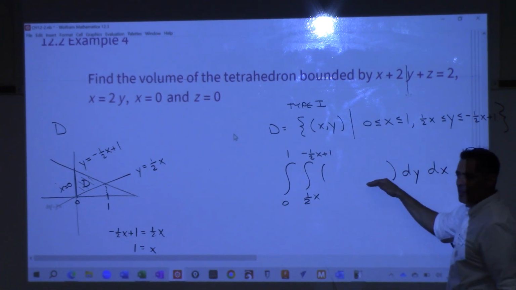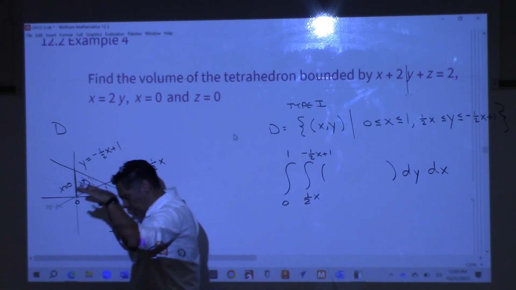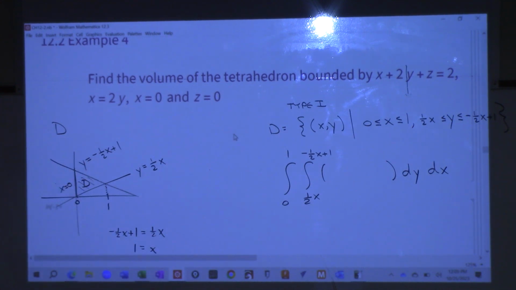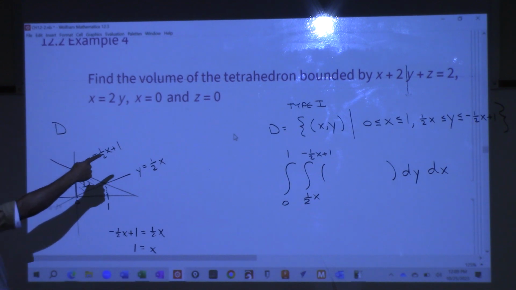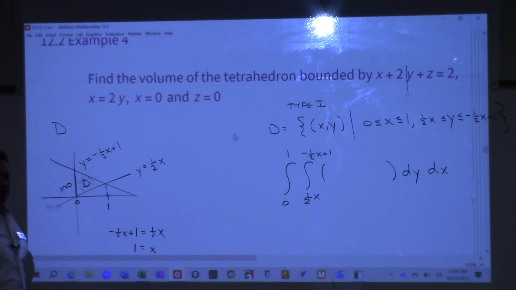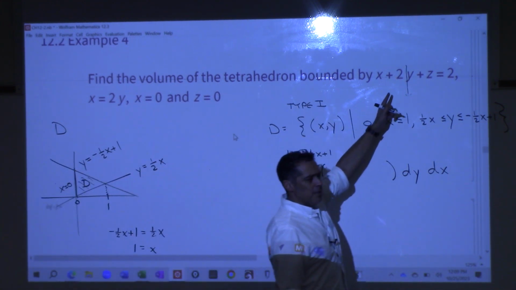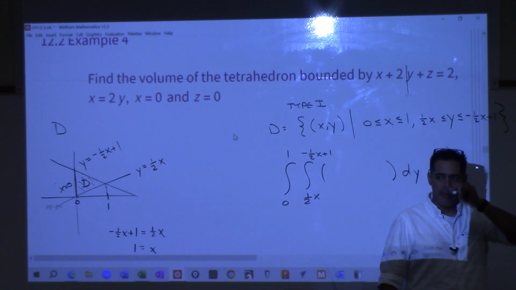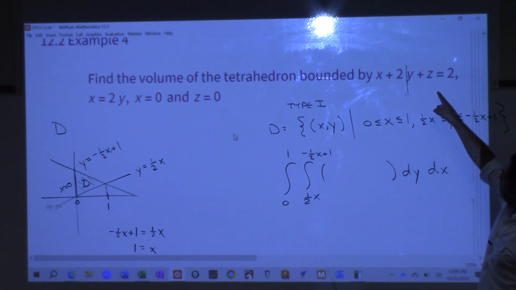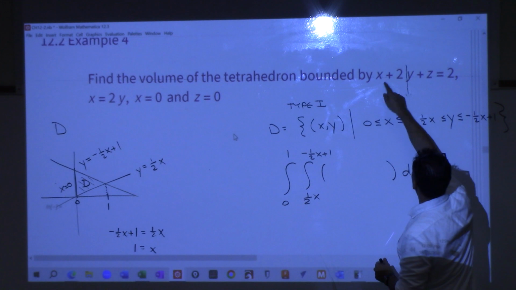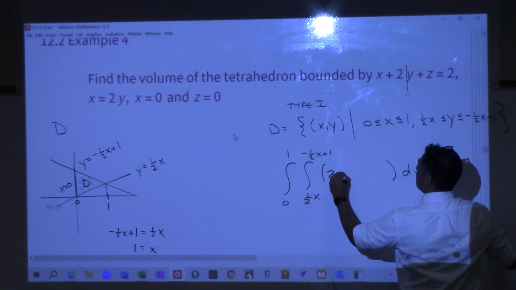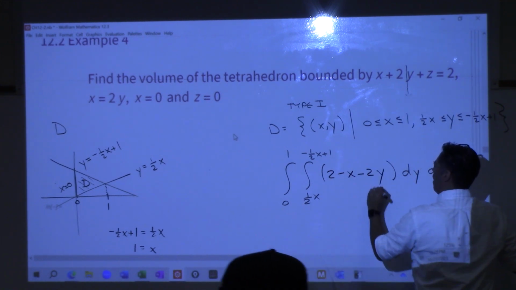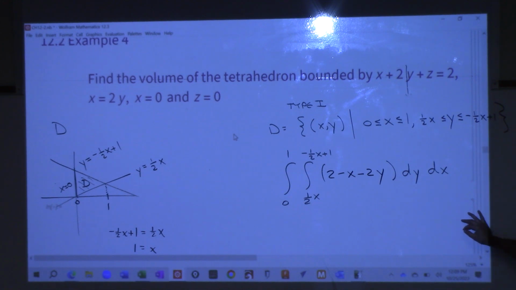But what is the actual surface? What's the actual surface we're looking down from? Isn't it the plane? It's that plane, isn't it? But to make it a function of x and y, you have to solve for z, right? If I take this equation and solve it for z, I will have a function of x and y. So solving that for z, you would get 2, and then take these to the other side: 2 minus x minus 2y. There you go. There's your double integral.